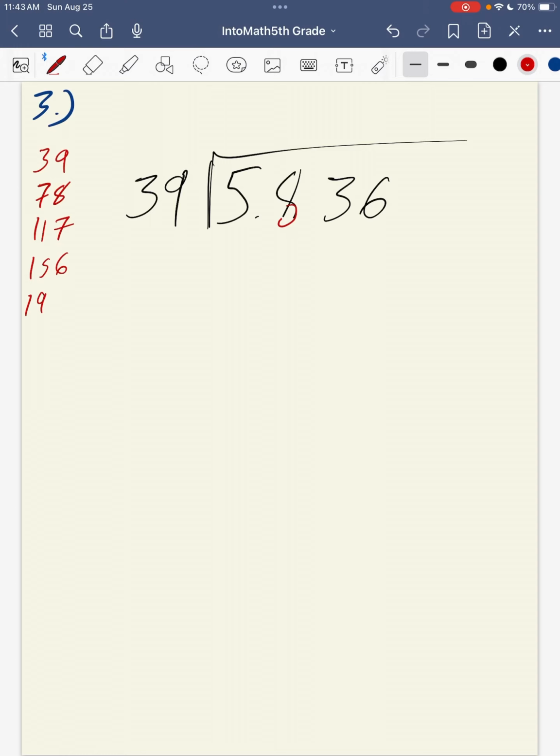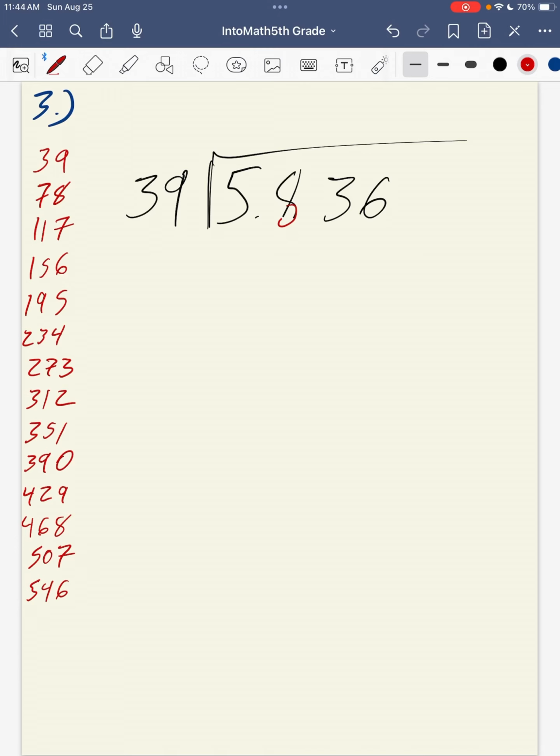Going to keep doing this, adding different multiples. 195, plus 39, 234, plus 39, 273, plus 39, 312, plus 39, 351, plus 39, 390, plus 39, 429, plus 39, 468, plus 39, 507, plus 39, 546, plus 39, 585.